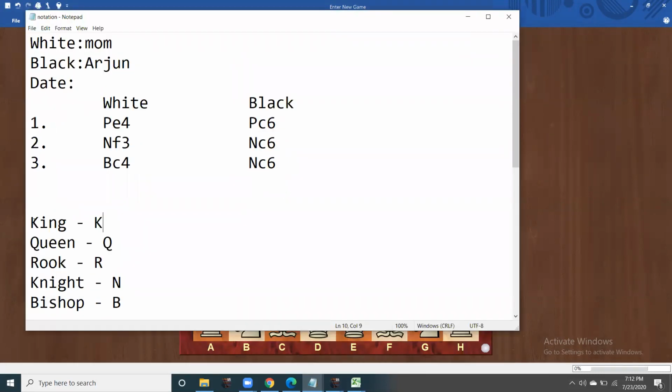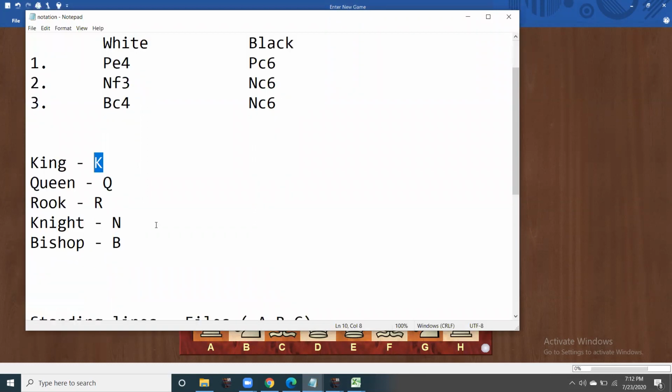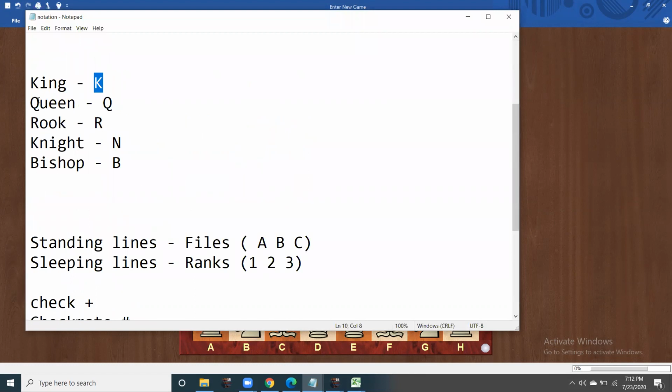Here you see the king. The king is denoted by K. Queen is denoted by Q, the first letter of queen. Rook is denoted by capital R. Knight is denoted by capital N. Bishop is denoted by capital B.